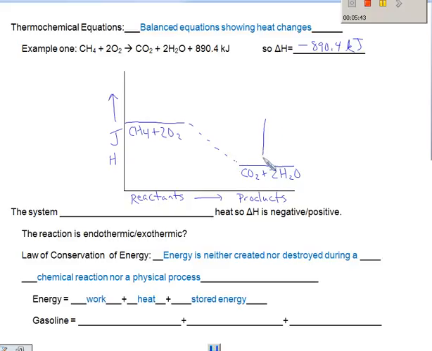So if we were to indicate delta H on this diagram, it would be the distance from your reactants down to your products. So you can see that it is a negative sign for delta H. We have lost heat. So this system releases heat, or produces, same thing.